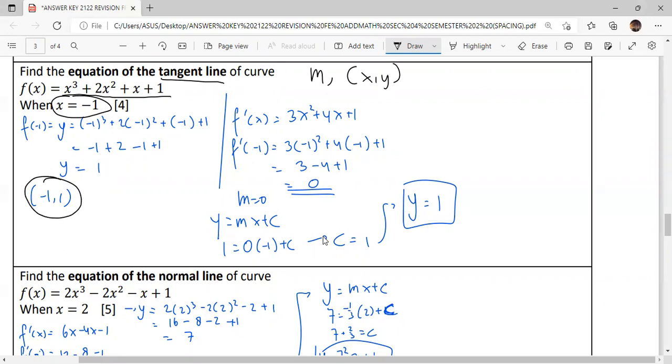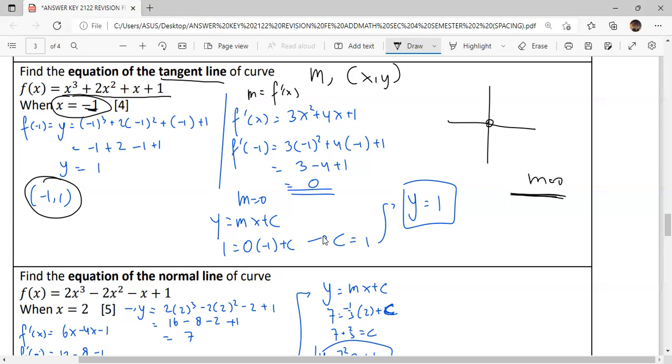And what is the gradient? The gradient is f'(x), right? To find the gradient, the derivative is 3x squared plus 2x plus 1, plus 4x plus 1. And you put negative 1 inside, because x is negative 1. You put it inside and get 0. What does a gradient of 0 look like? Gradient 0 is a straight line, horizontal, m equals 0.